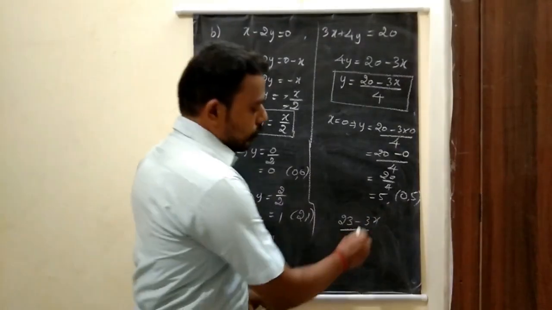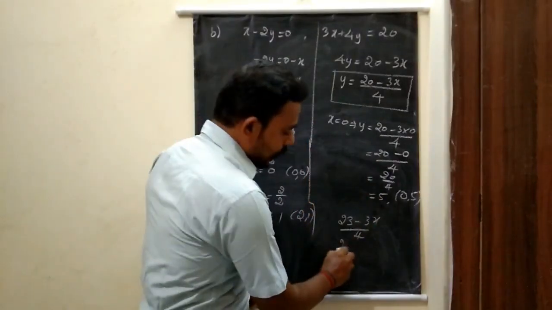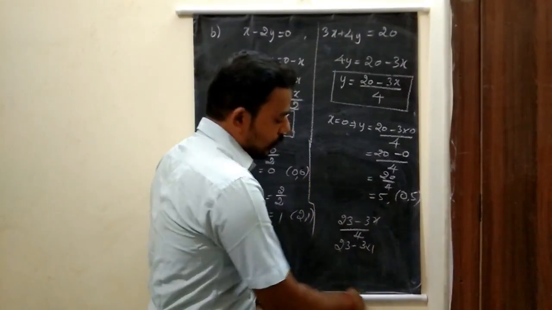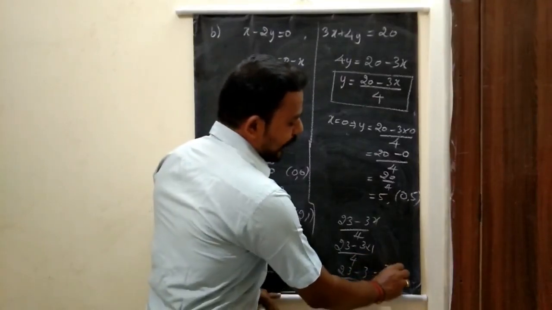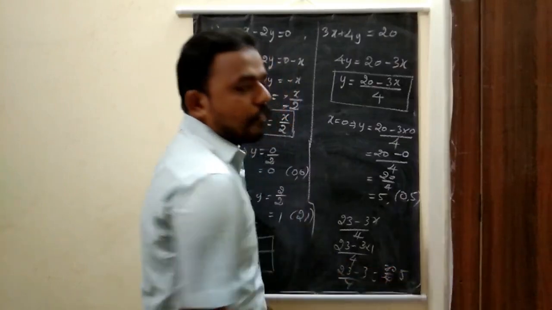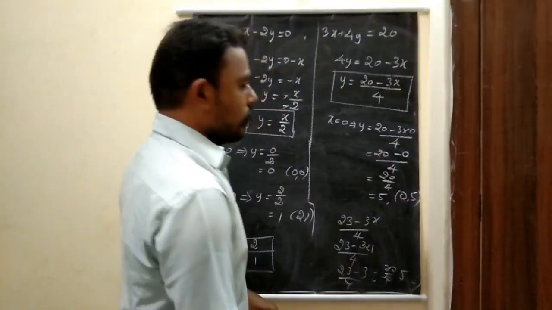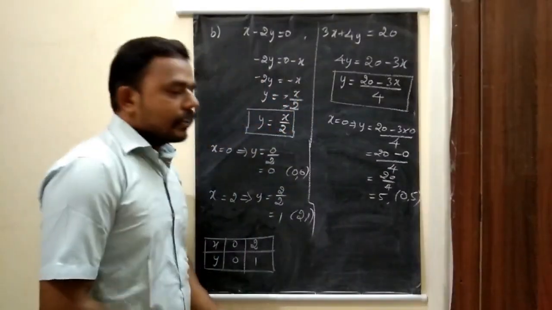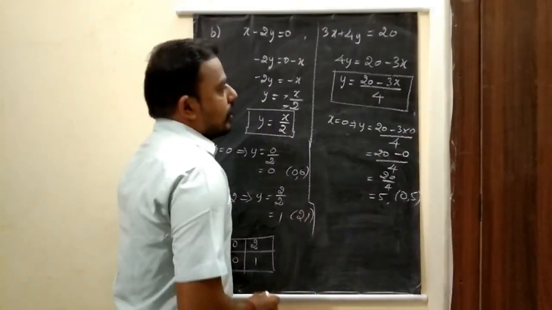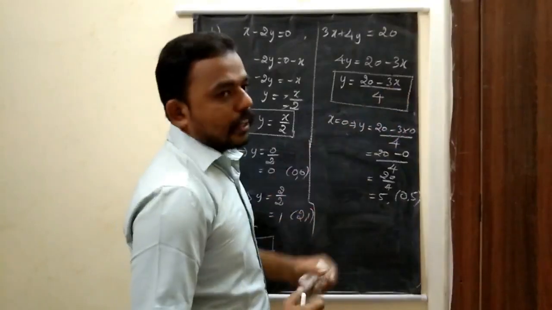So I need to substitute x equal to 1. So 23 minus 3 into 1 divided by 4, that is 23 minus 3 divided by 4, that is 20 divided by 4. It is possible to cancel, so 5. So like that, we need to think the numerator should be a multiple of the denominator. Right.